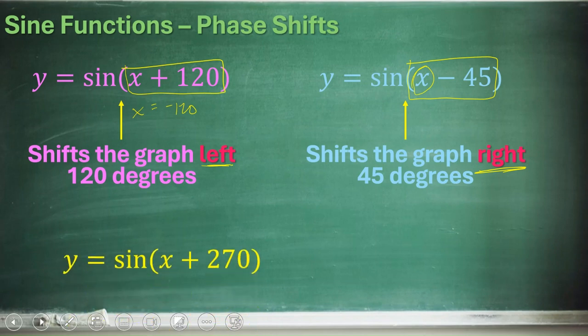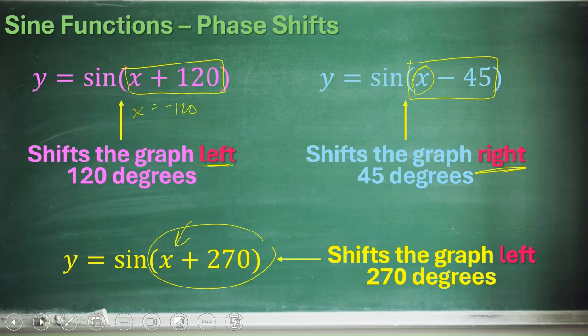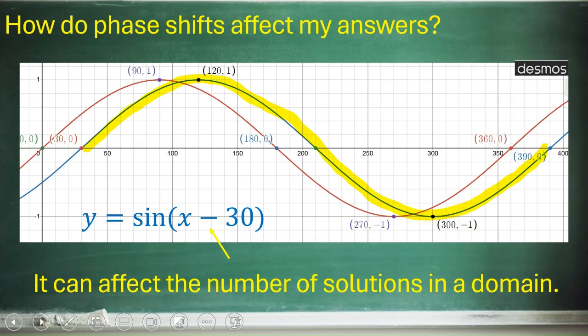And finally, we have y equals sine of the quantity x plus 270. We're looking at what x needs to be to make this part of our equation 0. If you said it's negative 270, you are right. Negative moves our graph left. So our entire sine wave is shifted 270 degrees to the left.